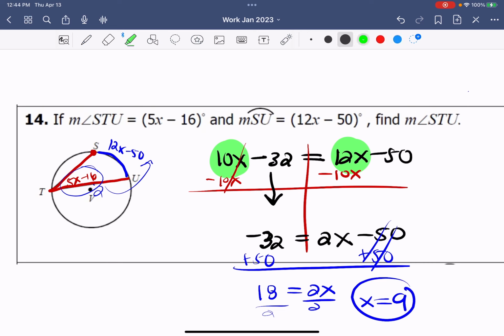Okay, they did ask you one more time to find the angle, so you would be plugging it into this equation. And then that's it.